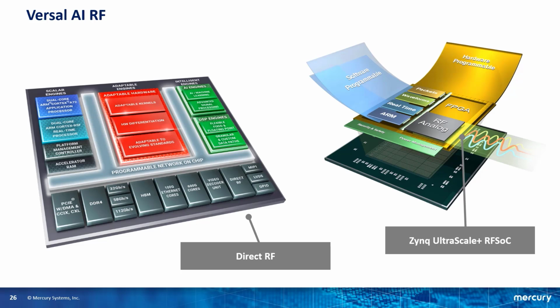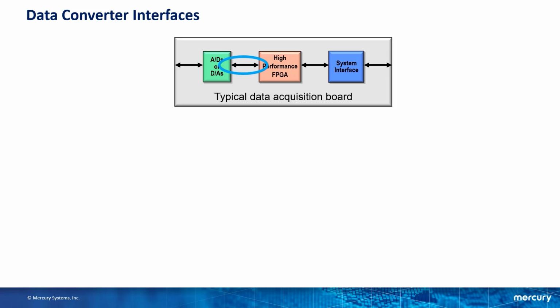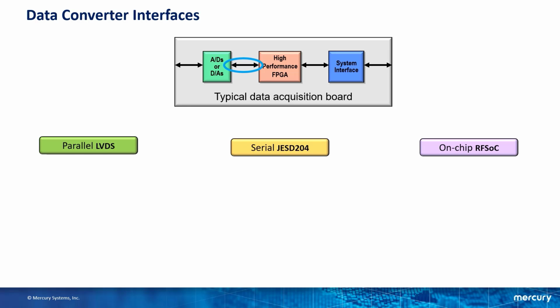In a typical data acquisition board, it helps to look at how the data converters, the A to Ds and the D to As, are interfaced to the FPGA. The 3 options are parallel LVDS interfaces, serial JESD204 interfaces, and on-chip interfaces of the RF SoC.